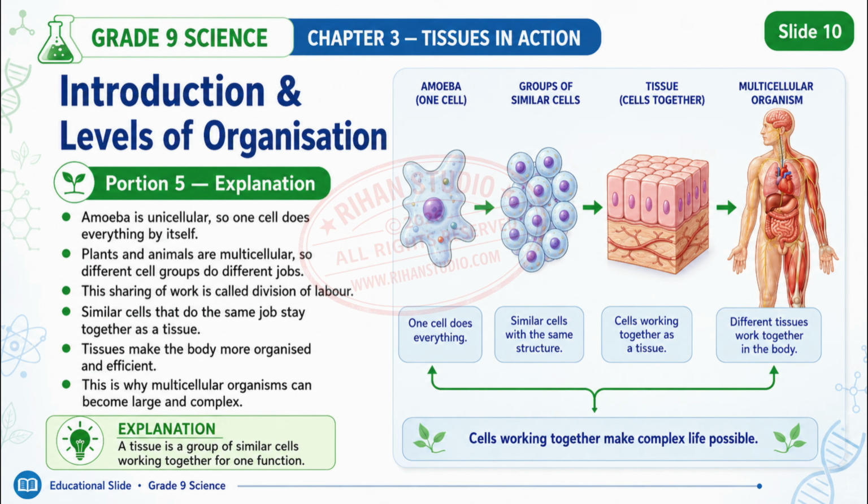Explanation. In a unicellular organism like amoeba, one cell carries out all life functions on its own. In multicellular organisms like plants and animals, different groups of cells take up different functions. This gives the chapter's definition. A tissue is a group of cells that are similar in structure and work together to do a specific job.